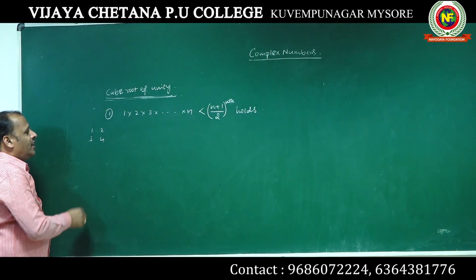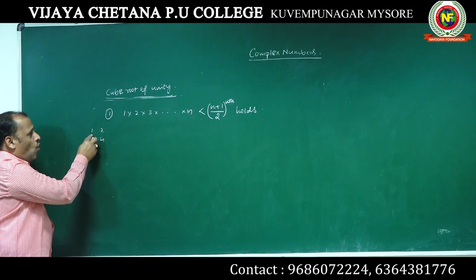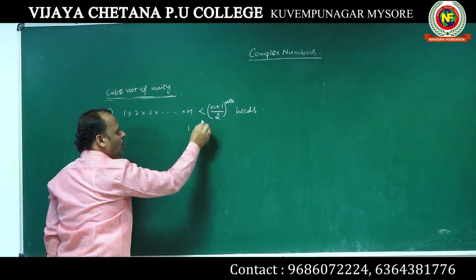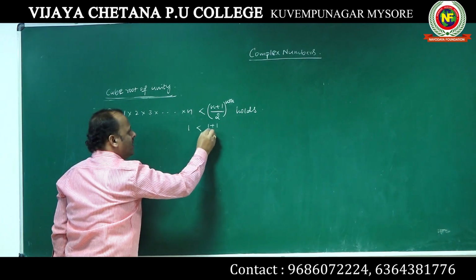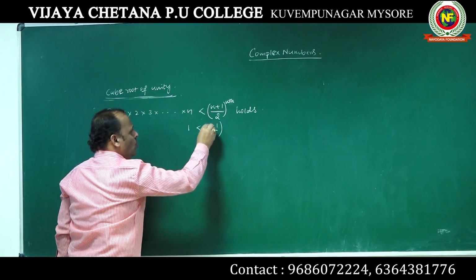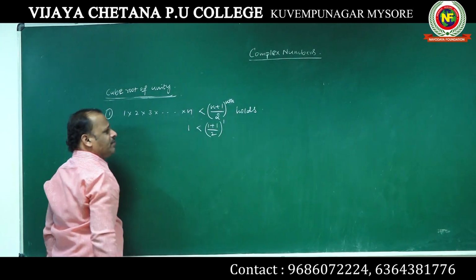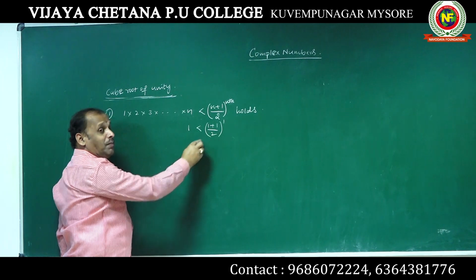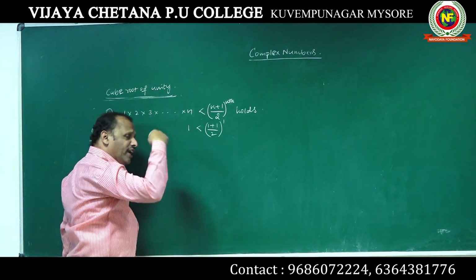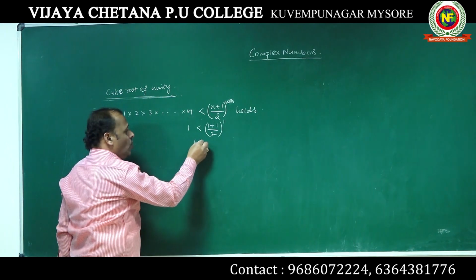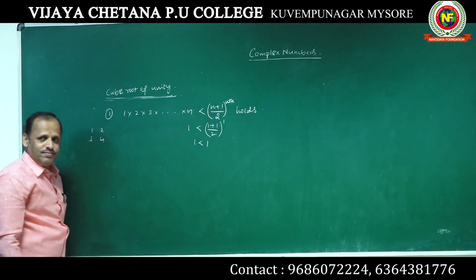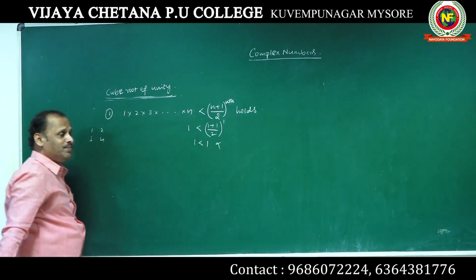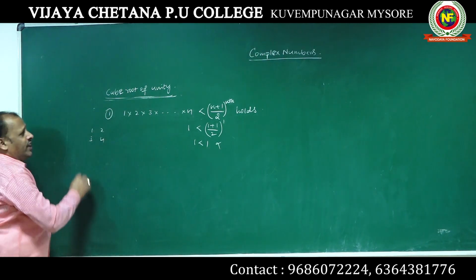So if you substitute 1 in the place of n, 1 plus 1 divided by 2, whole to the power 1. Here 1 plus 1 is 2, 2 divided by 2 is 1, 1 to the power 1 is 1. 1 is not less than 1. Therefore, it is wrong. Now I will take 2 here.